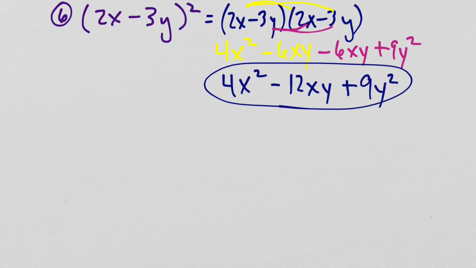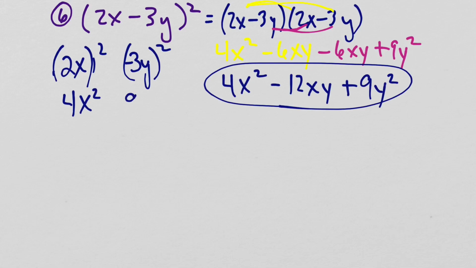So again, don't just square. If we would have done 2x squared and 3y squared, we would have had the 4x to the second, right? And we would have had the 9y to the second, right? But we would have missed out here on the middle value of the 12. So you cannot just square those two values. You have to write it twice. Use the definition of what that little exponent means and square it.